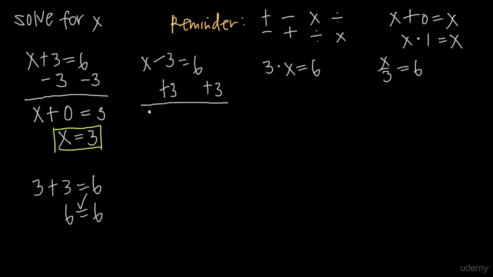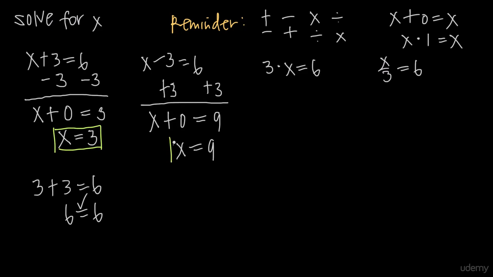Now I bring down my x, I have a negative 3 and a positive 3, that's going to be 0, so I'm going to say plus 0. Over on the right, 6 plus 3 is 9. 0 is the identity number for addition and subtraction. X plus 0 is still x. 0 doesn't change the identity of x, so I'm going to get x is equal to 9.